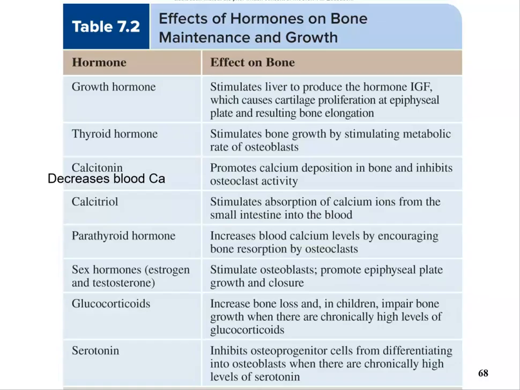Glucocorticoids increase bone loss and in children will impair bone growth when there are chronically high levels of glucocorticoids. This is one of the reasons why you don't want patients to be on steroids for a long time, because it starts damaging your bones. And then serotonin inhibits osteoprogenitor cells from differentiating into osteoblasts when there are chronically high levels of serotonin.